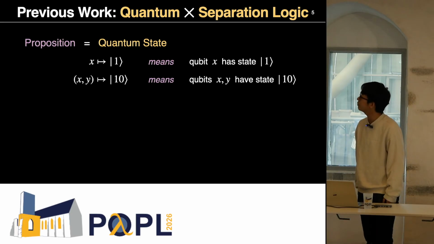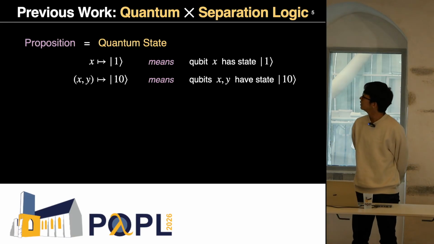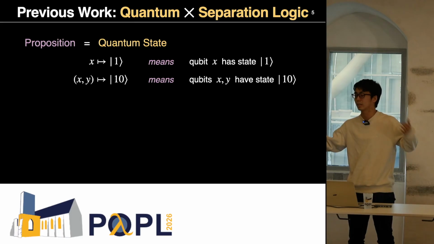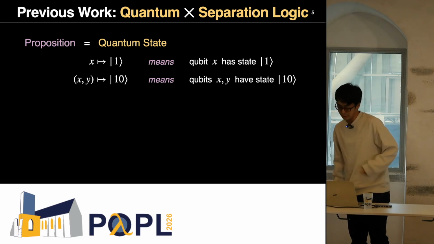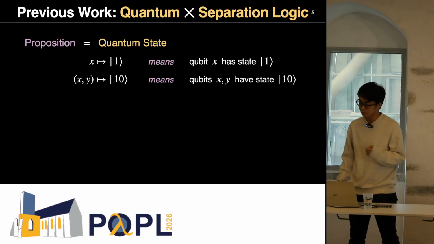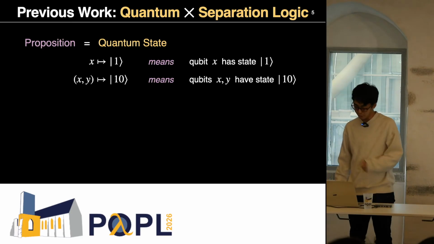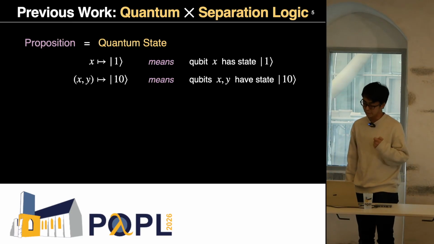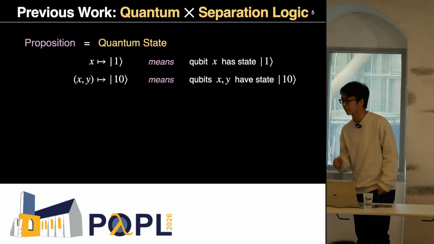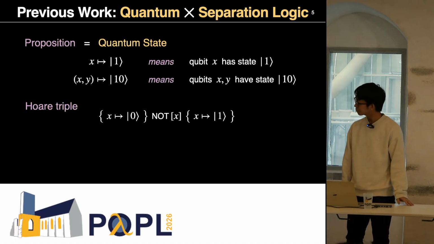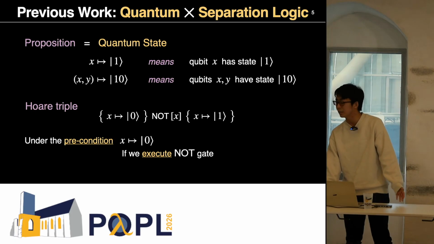Okay, let me review the previous work. In previous work, quantum separation logic, which is just a kind of program logic, a proposition represents a kind of quantum state. For example, if you write x maps to 1, that represents that qubit x has state 1. And if you write it in the second line, this can represent the state of qubits that has the state 1, 0. We also have the Hoare triple, meaning if you have a precondition and you evaluate this NOT gate, then you get this state.